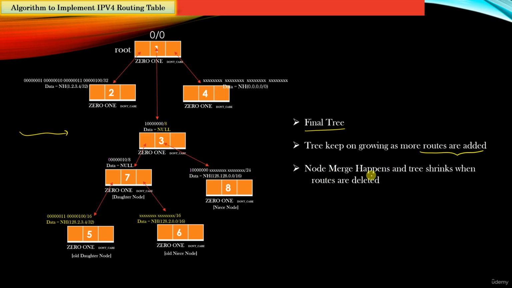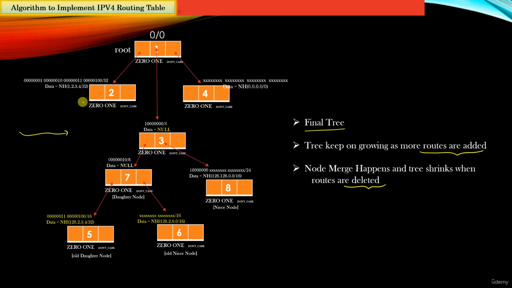Alright, so node merge happens and the tree shrinks when routes are deleted. So we are going to discuss the route deletion algorithm in detail, and having understood the route insertion algorithm, the route deletion algorithm would be a cakewalk. The route deletion algorithm would be exactly the opposite of the route insertion algorithm.